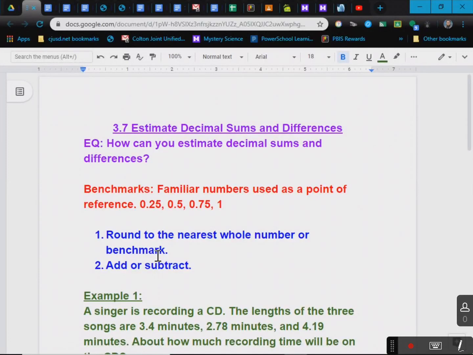Hello everyone, welcome to 3.7, estimate decimal sums and differences. The essential question is, how can you estimate decimal sums and differences?